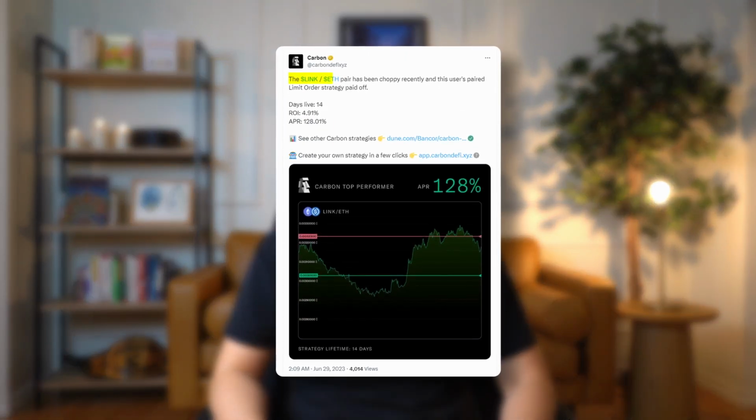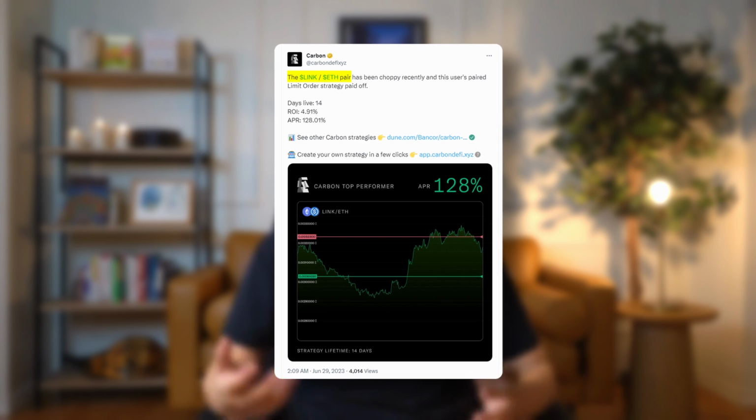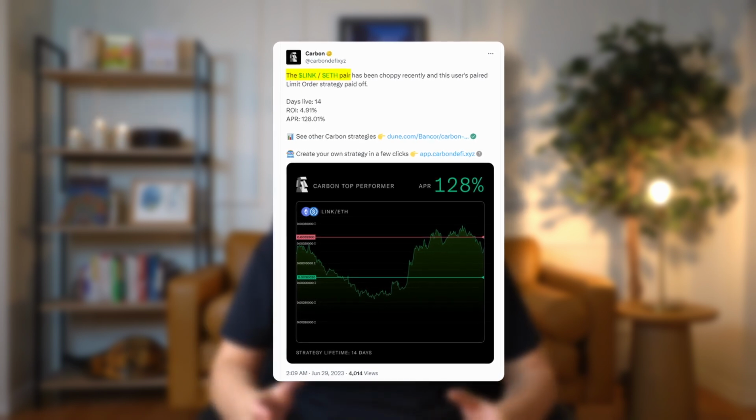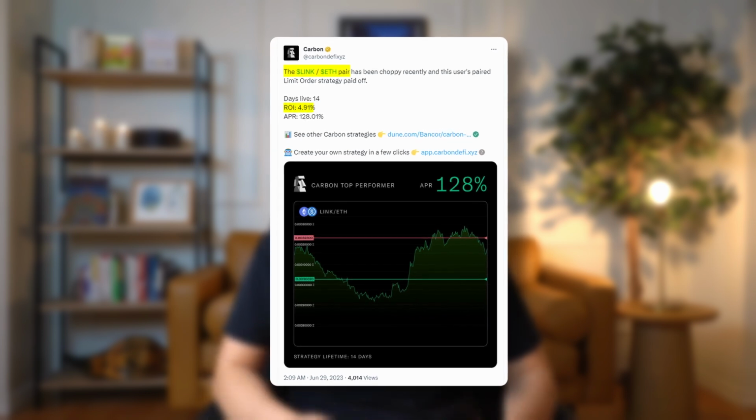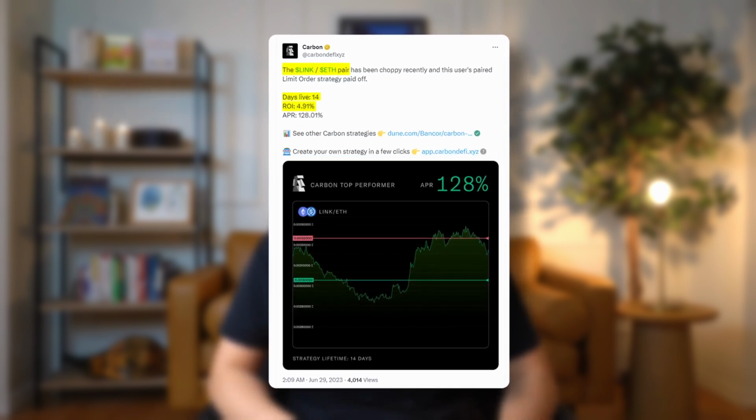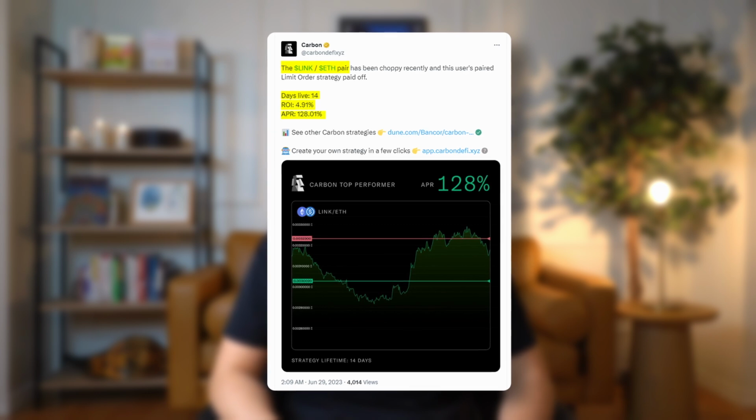Anyways, while this sideways range strategy is great, it's actually not the only type of strategy that you can do on Carbon. Check this out. This trader chose to trade a Link versus ETH pair, which has been especially choppy lately. They chose two ratios for the limit buy and limit sell, and that got them close to 5% gain in about 2 weeks, which amounts to a 128% APY return. Not quite as good as mine, but hey, profit is profit, right?